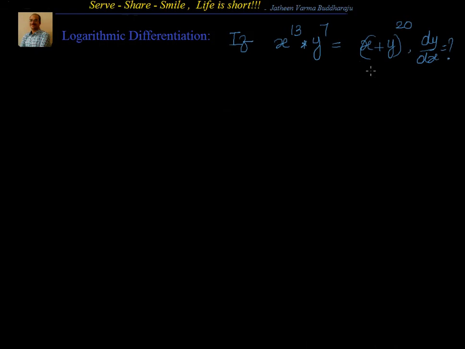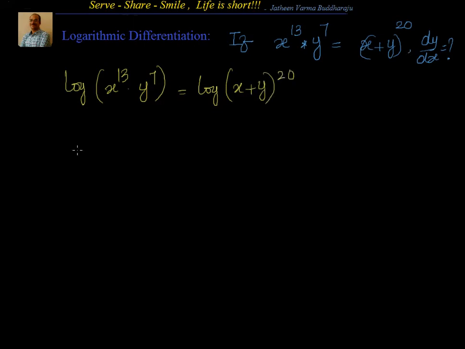Let's look at this interesting example. x power 13 into y power 7 is equal to (x plus y) whole to the power of 20. What is the derivative of this function? So we see that x power 13 into y power 7 equal to (x plus y) whole to the power of 20. We see implicit function. So let's try to apply logarithm on both the sides. It will become log of x power 13 multiplied with y power 7 is equal to logarithm of (x plus y) whole to the power of 20.